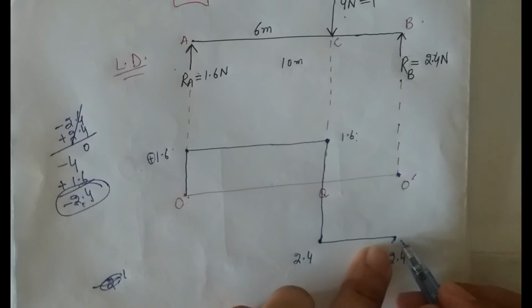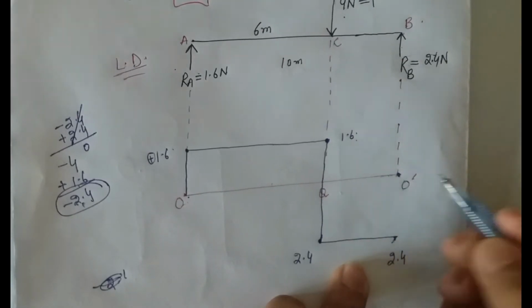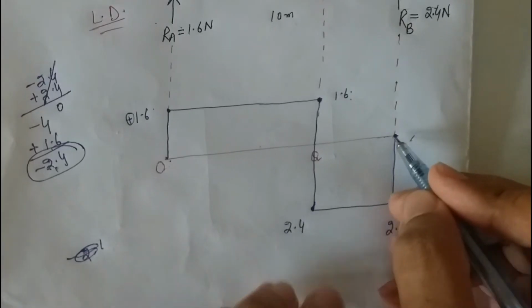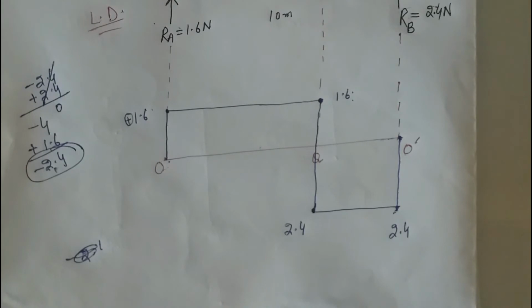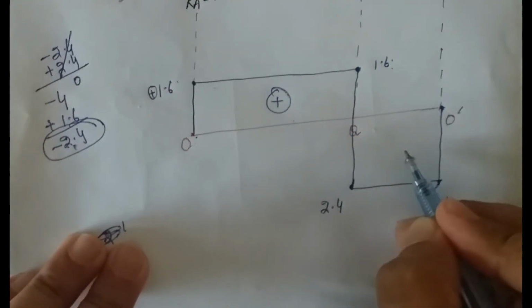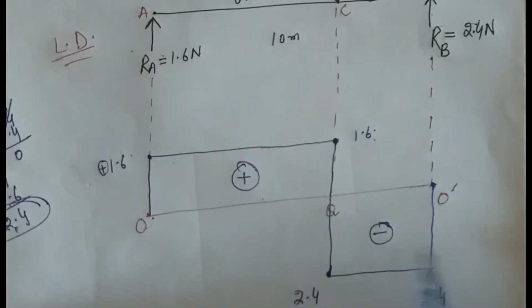Now the 0 is located above this point here on the reference line, so I will join these 2 points. So the diagram has been closed. This rectangle shows positive values and this rectangle shows negative values. So this is the required shear force diagram.